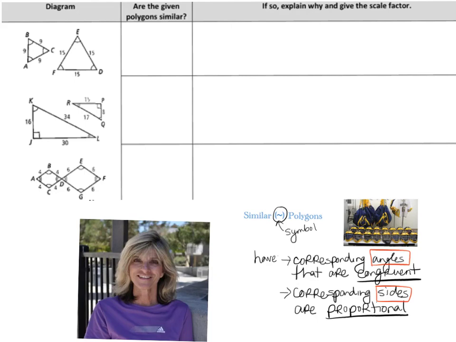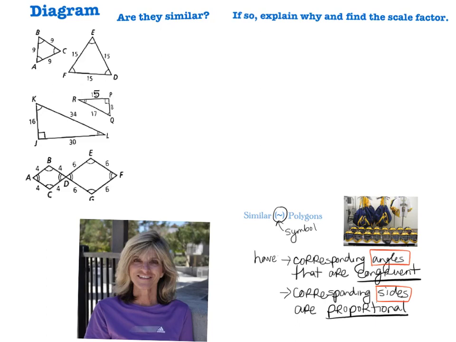And next to Miss Hawk is a reminder of the notes that we wrote for similar polygons. If 2 shapes are similar, they have to meet these 2 criteria. The corresponding angles have to be the same, and the corresponding sides have to be proportional. So let's go ahead and check the first one.